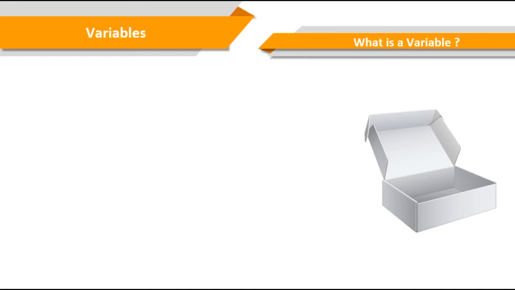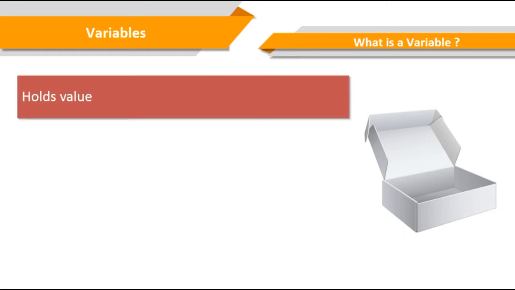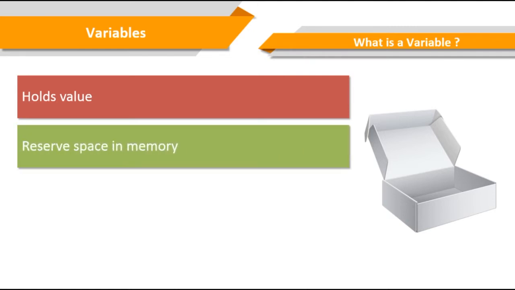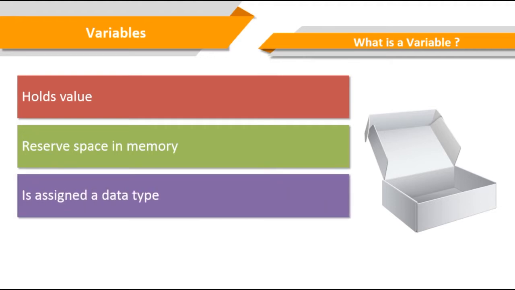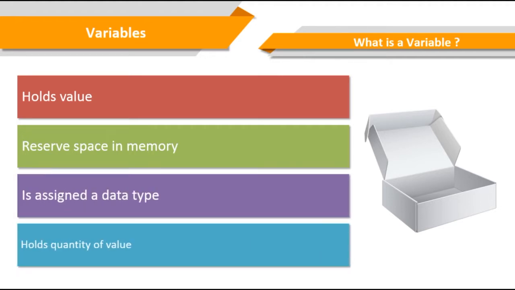So first, like I said, we're going to start with the question, what is a variable? A variable can be thought of as a container or a box which holds a value for you during the life of a particular Java program. So when you create a variable, you basically reserve some space in memory. Every variable is assigned a data type, and it holds a quantity of value.